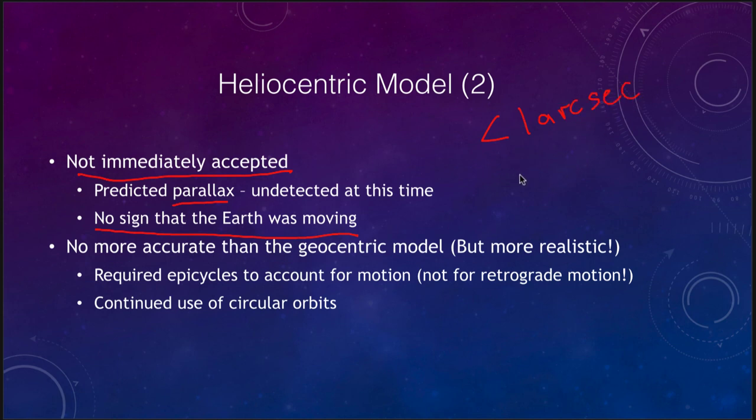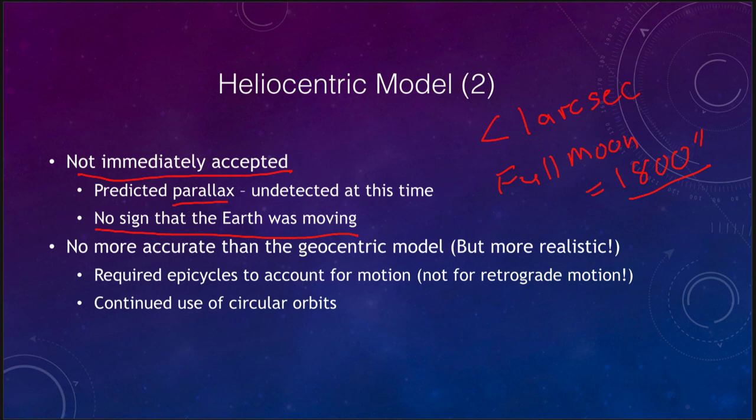And one arc second, the full moon has a diameter of 1800 arc seconds. So 1800 arc seconds for the diameter of the full moon, less than one. So we're trying to measure less than 1/2000th the diameter of the full moon, well beyond the technology of the time.